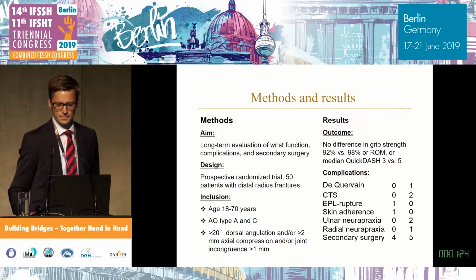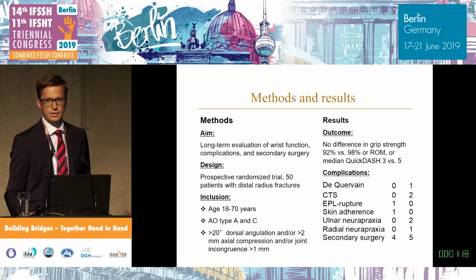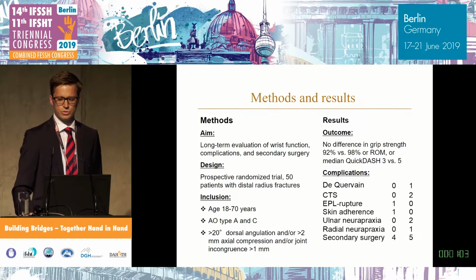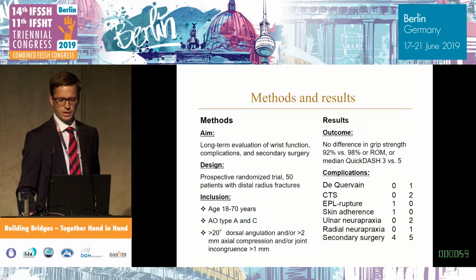So the results. We found no difference in our primary outcome, which was grip strength, measured as percentage of the contralateral side, so 92% in the fragment-specific group compared to 98% in the volar locking plate. Nor a difference in the range of motion or median QuickDASH, which was low in both groups, of 3 versus 5 in the volar locking plate.